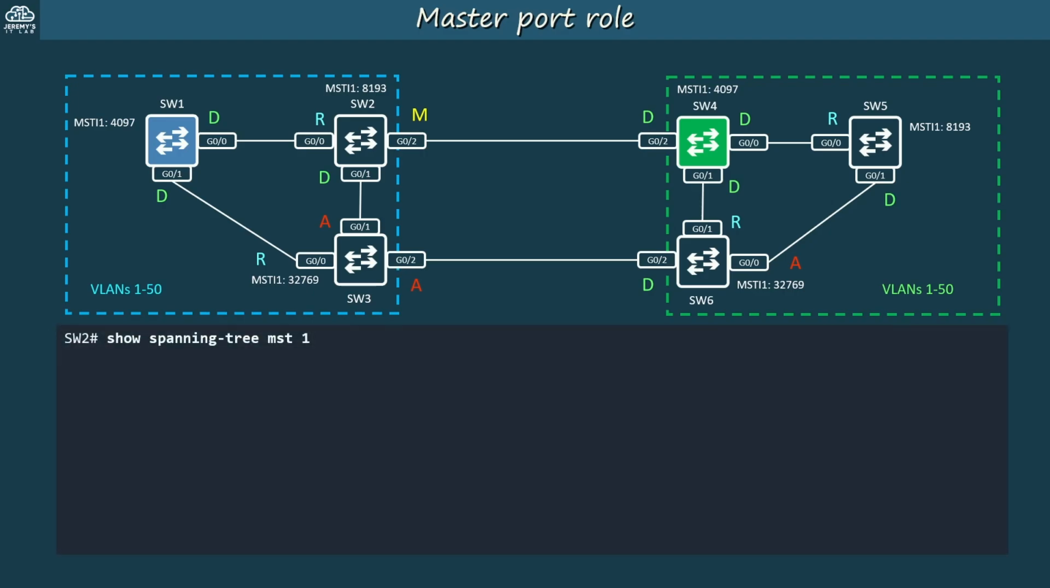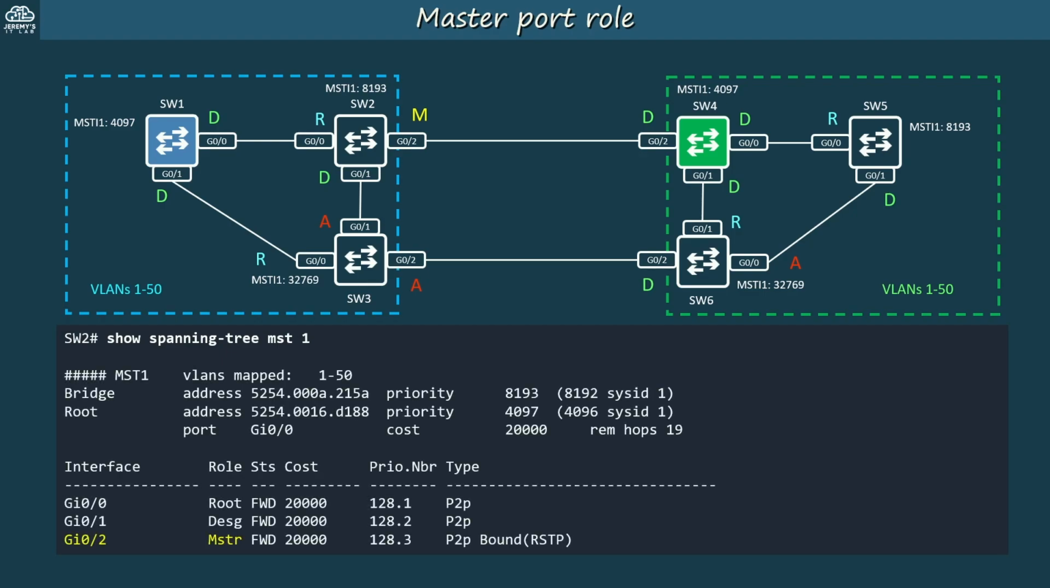But first, let's confirm MSTI 1's master port on switch 2. As I've highlighted, switch 2 G0/2's role is MSTR, master. This provides the active path between Region 123's MST Instance 1 and Region 456's MST Instance 1, allowing VLANs 1 to 50 to pass traffic between them.